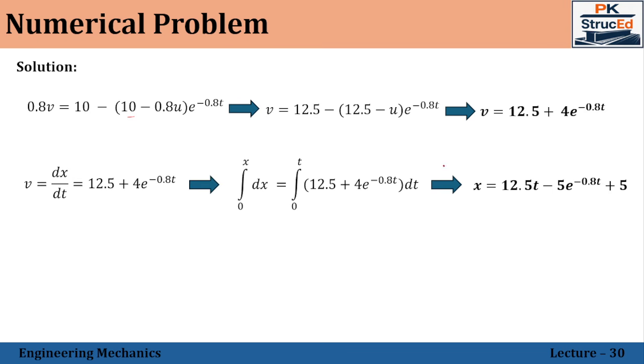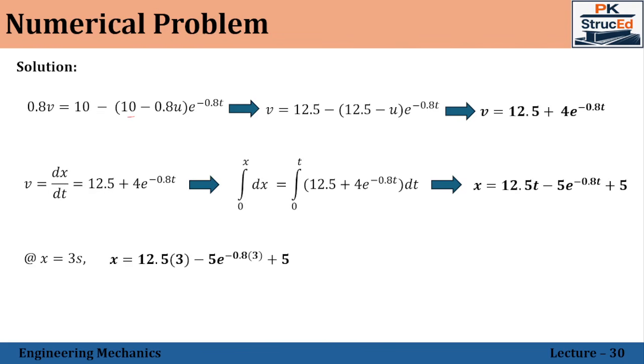So you'll be getting 12.5 t minus, because 1 divided by 0.8 will be there, 4 divided by 0.8 becomes 5 e power minus 0.8 t. Substituting the limit 0 to t, we will have the first term as 12.5 t plus 5 e power minus 0.8 t. Substituting the limit 0, this component alone becomes 0, whereas this one remains. So solving this, we get this equation.